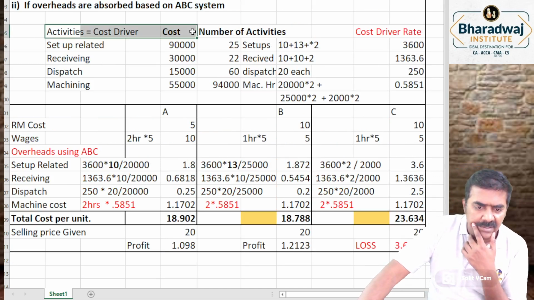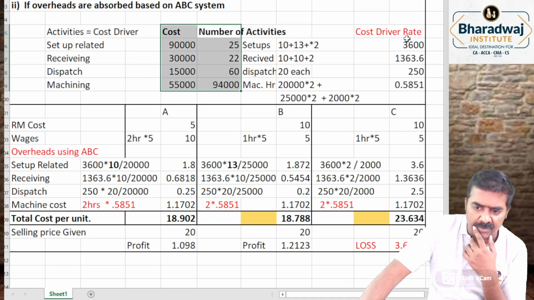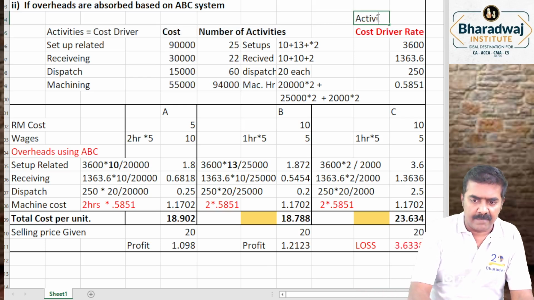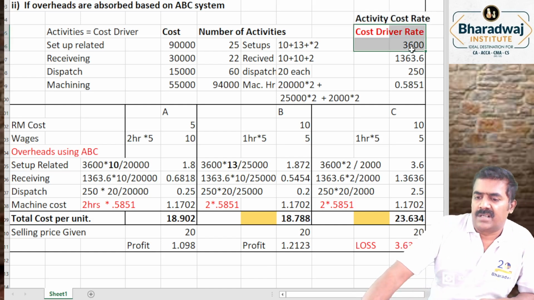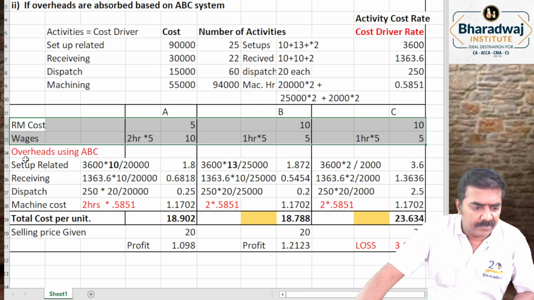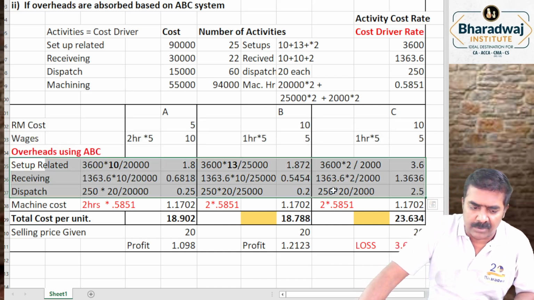Then, if overheads are under the ABC method, we see the activities, the number of activities and the cost, and work out which rate? Cost driver rate is nothing but activity rate. It is technically called which one? Cost driver rate. Then material and wages are the same. Overheads alone: setup related, receiving related, dispatch related.